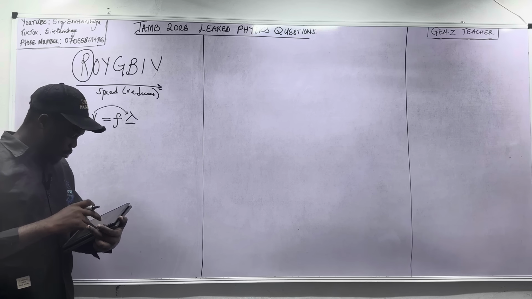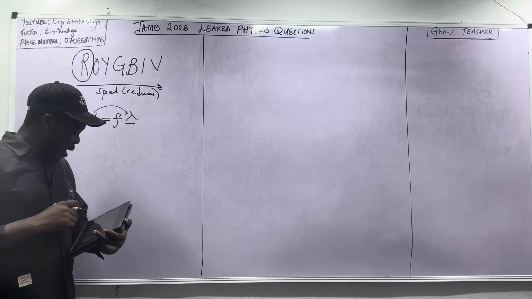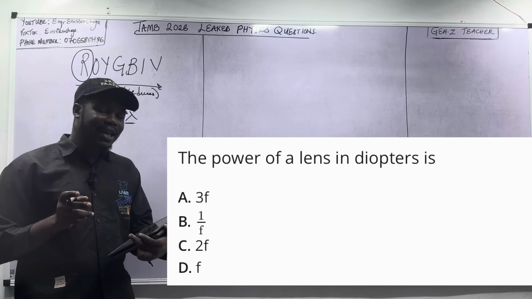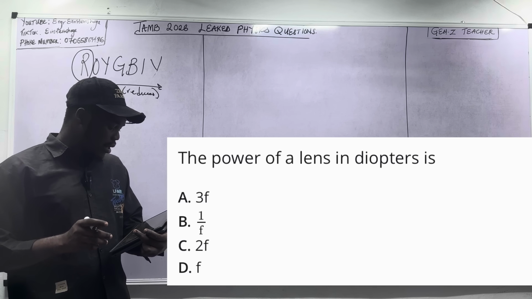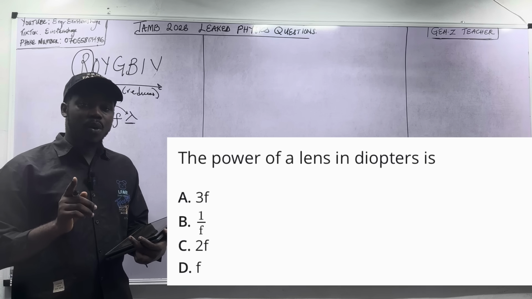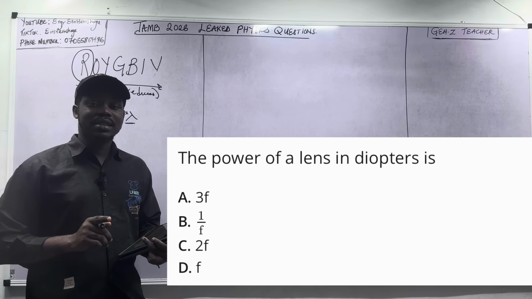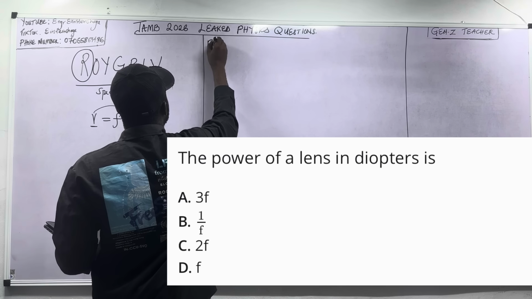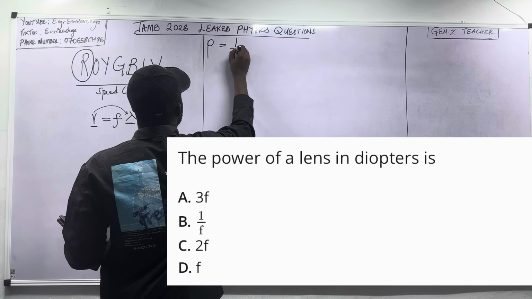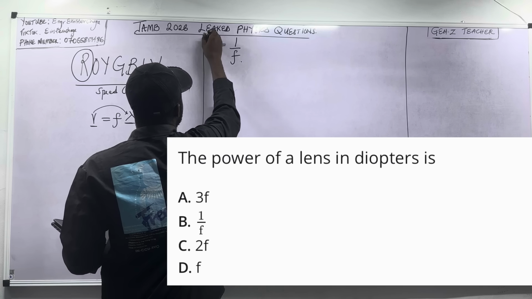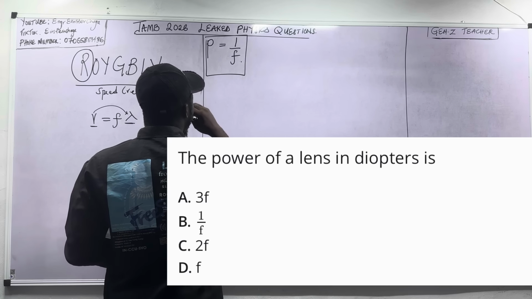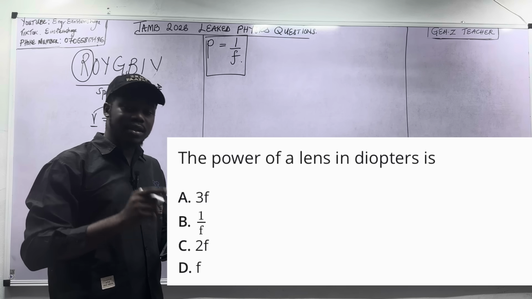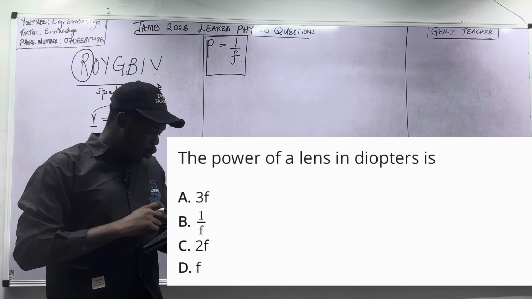Question number two, as shown on the screen, says, the power of a lens in diopters is... Now quickly remember, for a lens, the power of a lens is basically 1 over the focal length. So P is equal to 1 over F. So the answer to the question is option B, 1 over F.